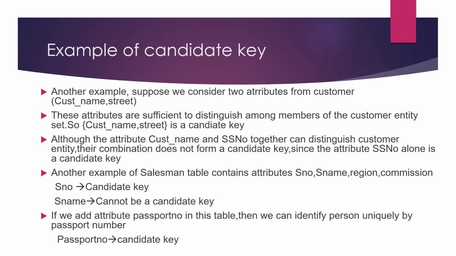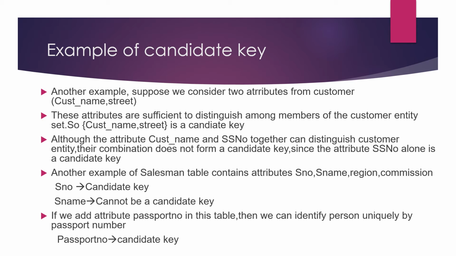There is one example of candidate key. Suppose we consider two attributes from the customer relation, customer name and street. These attributes are sufficient to distinguish among members of the customer entity set. So, customer name and street is a candidate key because we can distinguish by using these attributes. Although the attributes customer name and social security number together can distinguish customer entities, their combination does not form a candidate key since the attribute social security number alone is a candidate key.